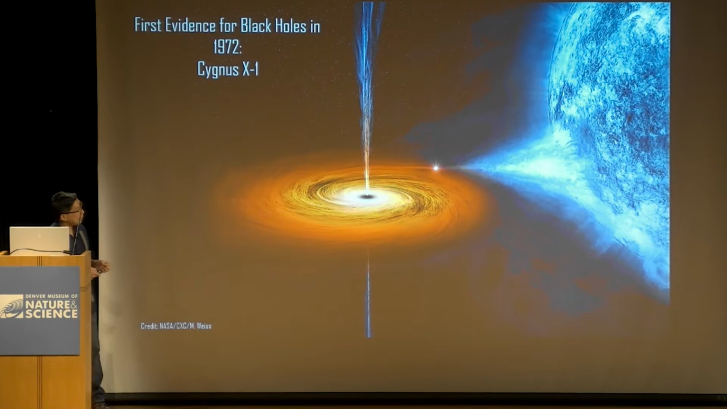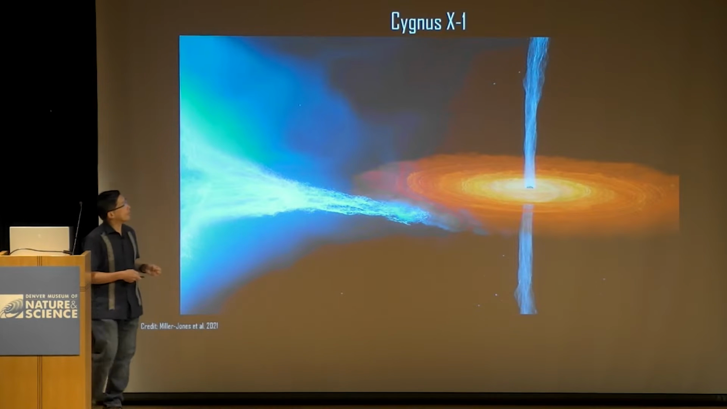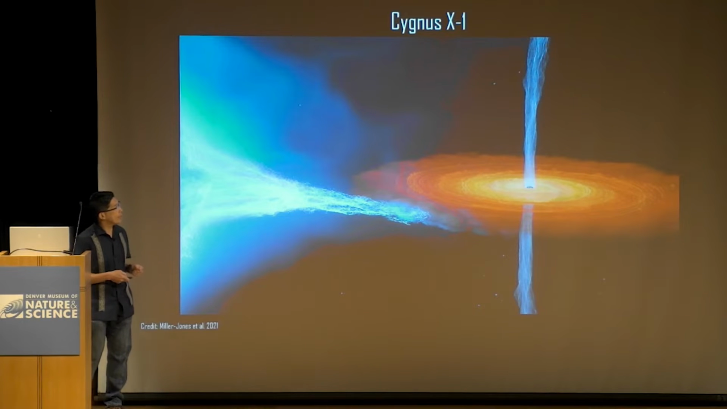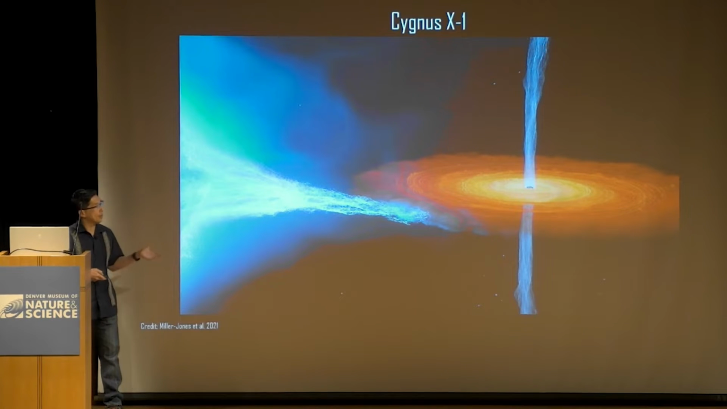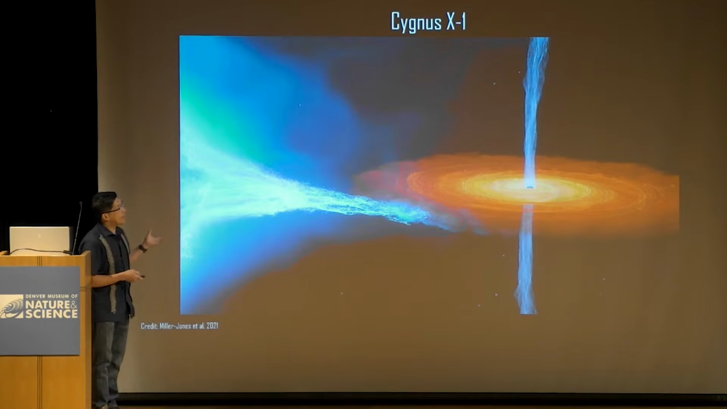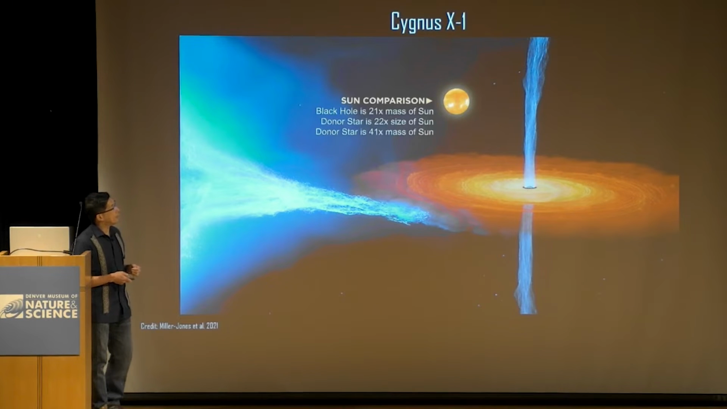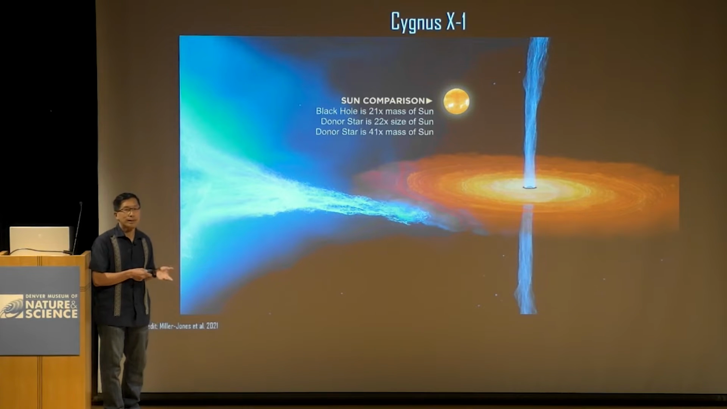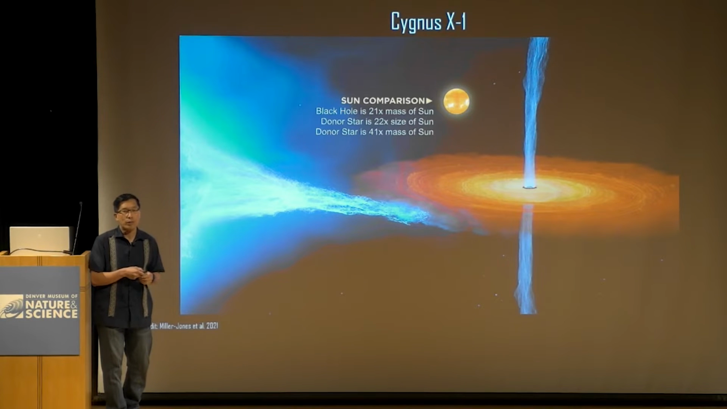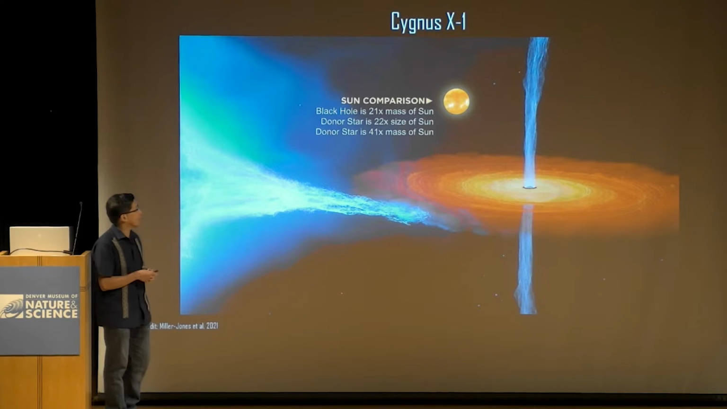And so this first example, Cygnus X1, was confirmed to be a black hole more than 50 years ago. But just 3 years ago, there was a new paper that came out to show, based on newer observations, that it also turns out to be one of the largest black holes in our galaxy that we know of. So here's a comparison with our sun. It turns out that Cygnus X1 is over 20 times the mass of our sun.